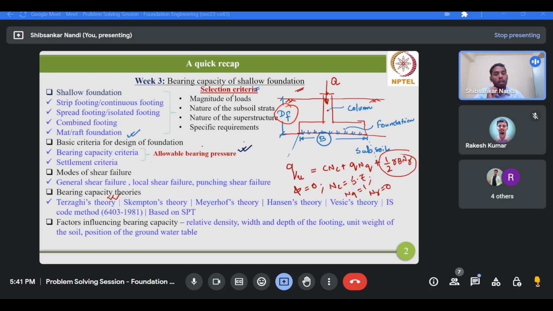And it is valid for cohesive soil only, because the phi value is 0. Similarly, you can draw a conclusion for depth.